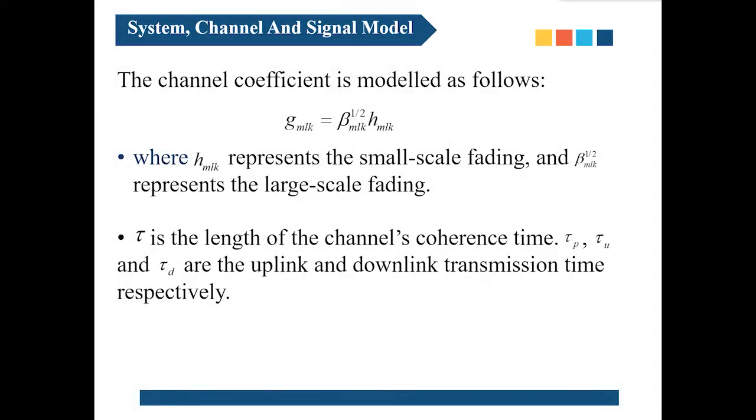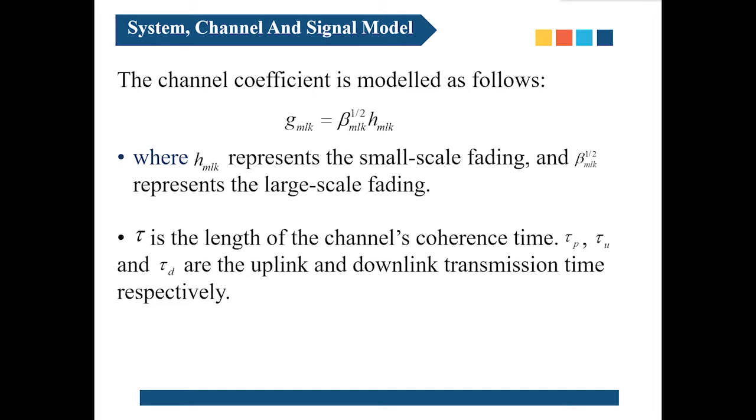The second part is about system, channel, and signal model. We set g_mlk to denote the channel coefficient between the kth user in the lth cluster and the mth AP. The channel coefficient is modeled as follows, where h_mlk represents the small-scale fading and beta_mlk represents the large-scale fading. Because each AP and user is distributed discretely in a large area, each g_mlk is independent and identically distributed.